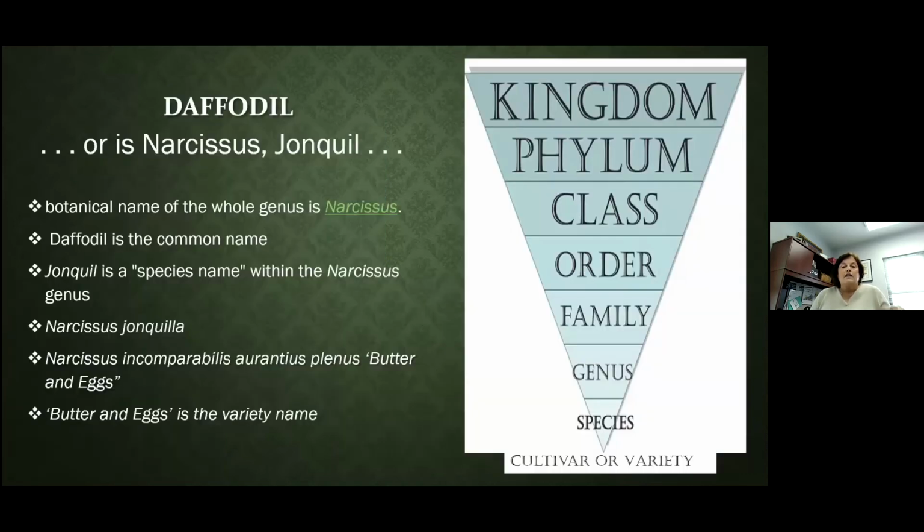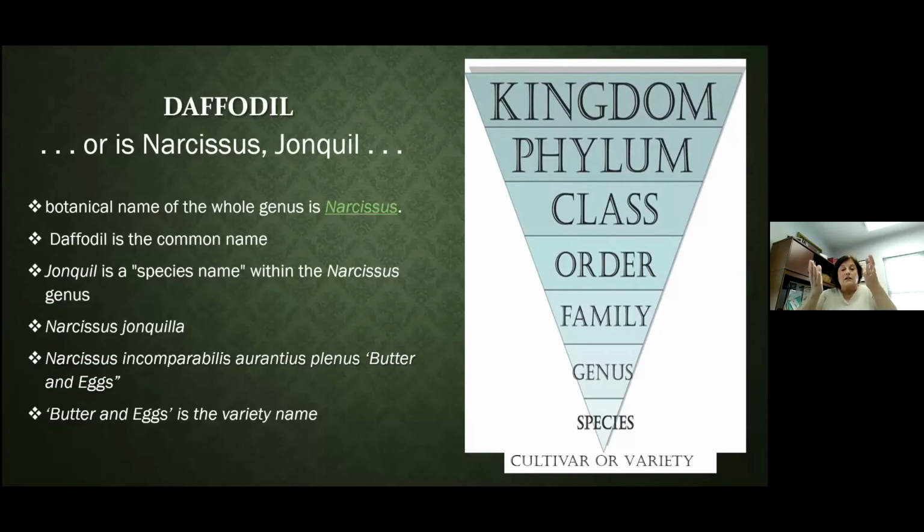And I don't know if anyone else wondered about this, but I would always get the question: well, there's daffodils, and there's narcissus, and there's jonquils, and what's the difference? Well, there's not really a difference. When we go back to botanical naming, the whole genus of these types of flowers is actually called narcissus. The daffodil is what we consider the common name, and a jonquil is actually the species name.